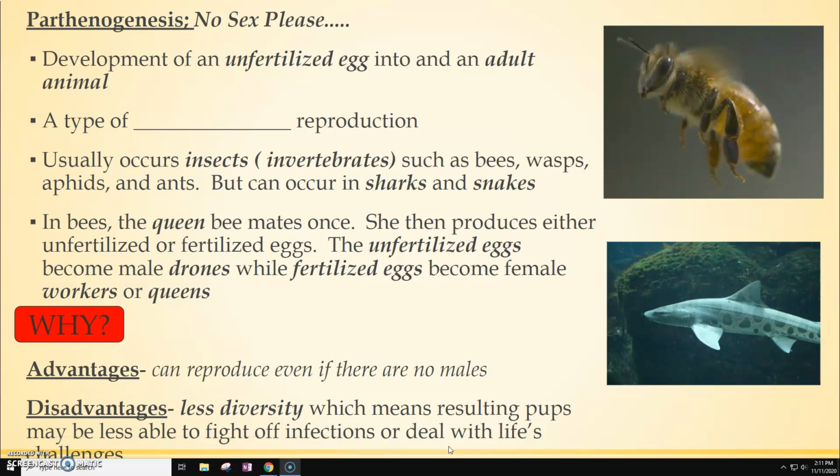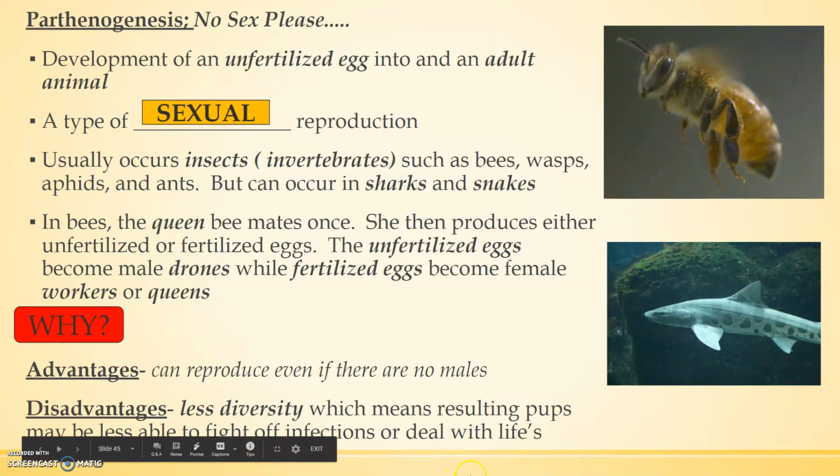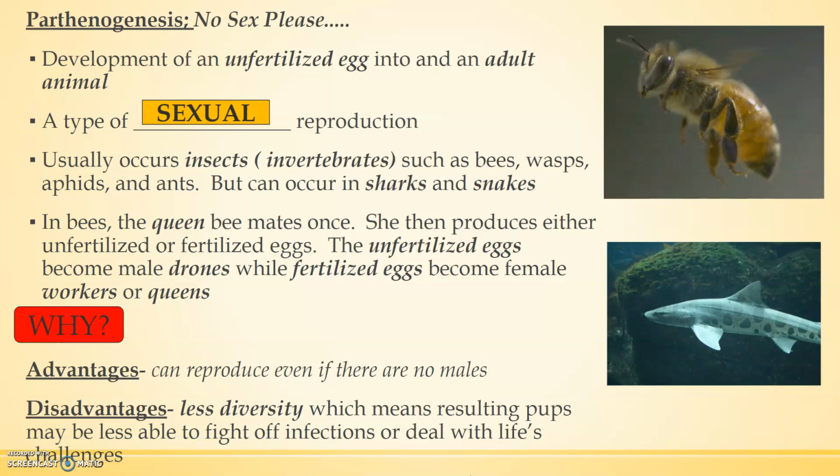Then we have parthenogenesis. This is the development of an unfertilized egg cell into an adult animal. This is a type of asexual reproduction. It's no sex, please. What usually occurs in insects, which are invertebrates such as bees, wasps, and ants. But it can occur in sharks and snakes.